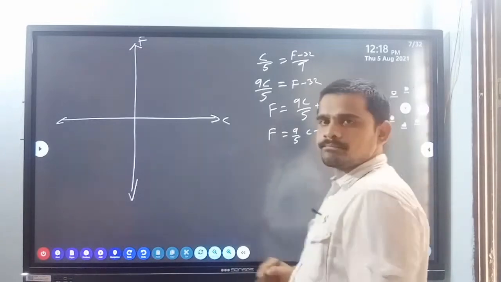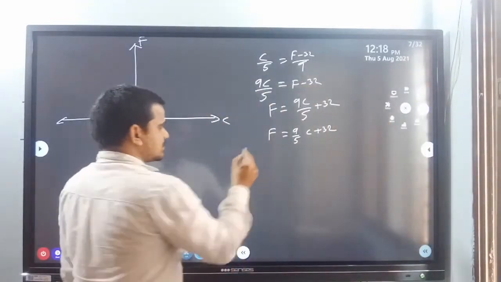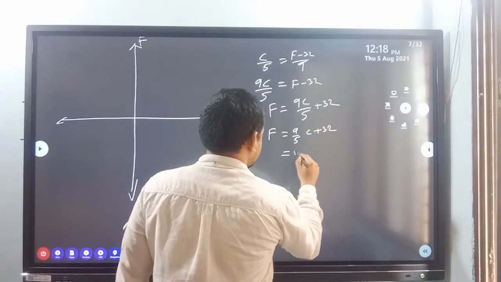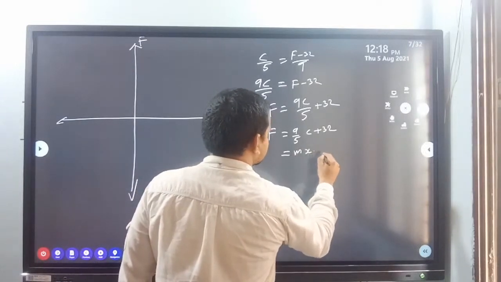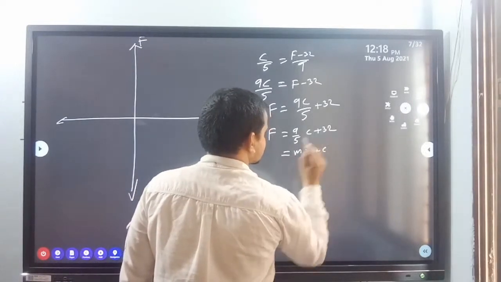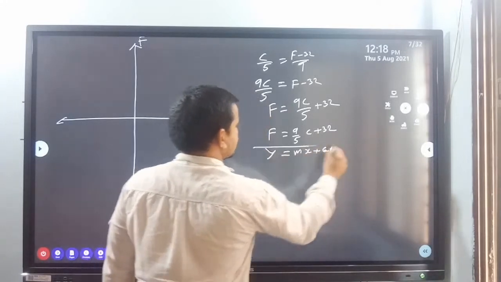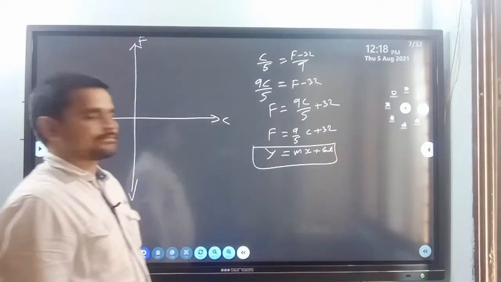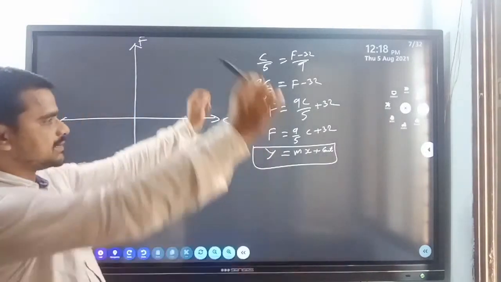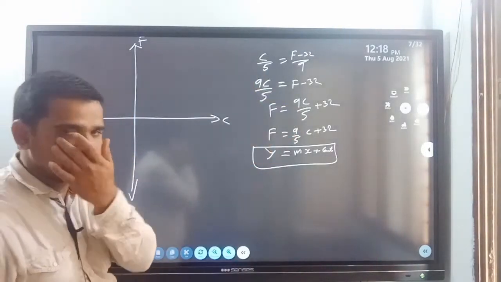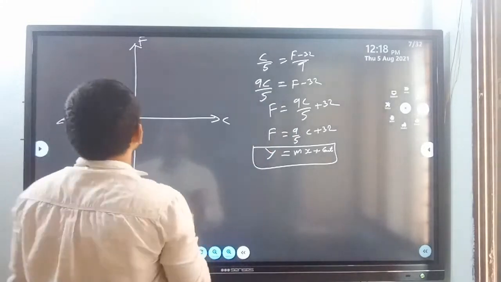This 9 by 5 is m, x, plus a constant. This is the constant. Y is equal to mx plus c, where c is a constant. Correct? If you check here, these are the relations.